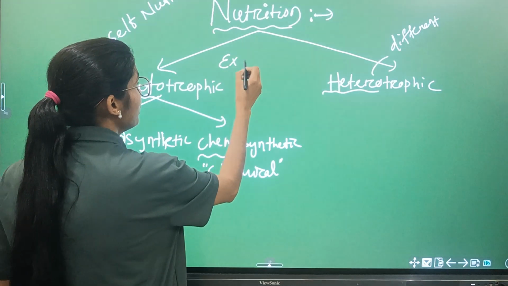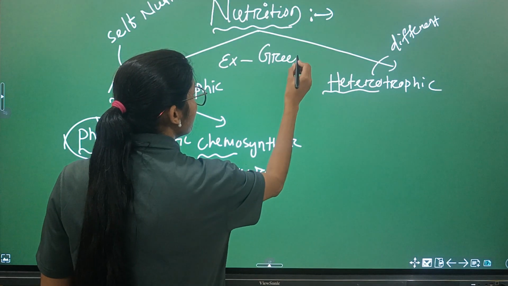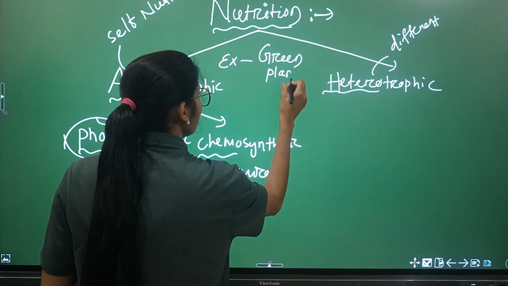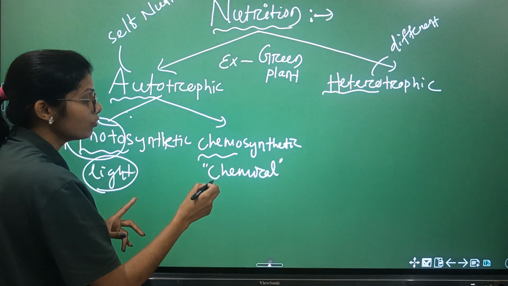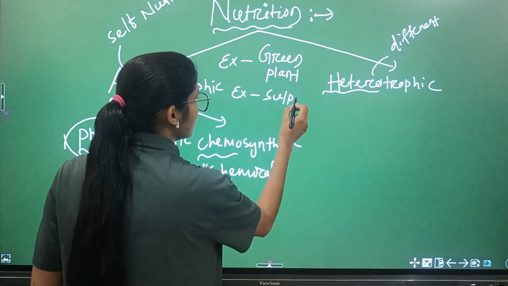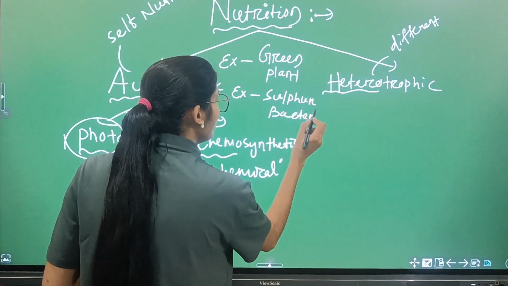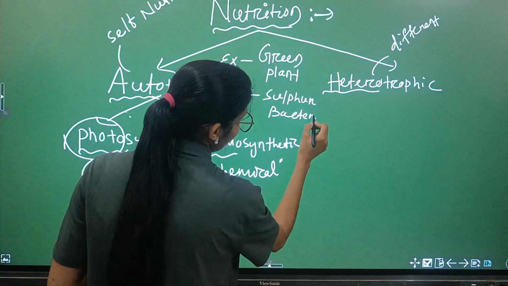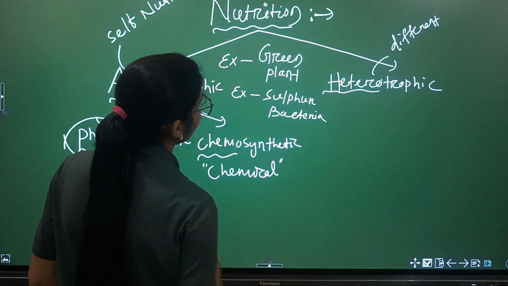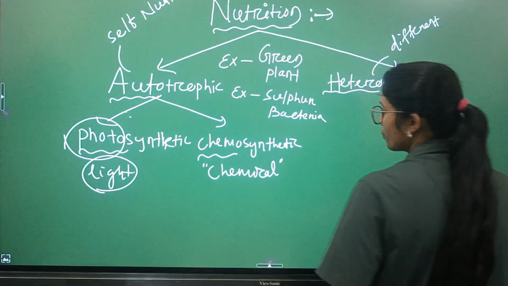Can we give some examples? Yes. In photosynthesis, we can go with the old-time favorite, green plants. And in the chemosynthetic mode of nutrition, you can take the example of sulfur bacteria. These are very good examples of autotrophic nutrition. So let us go to heterotrophic nutrition.